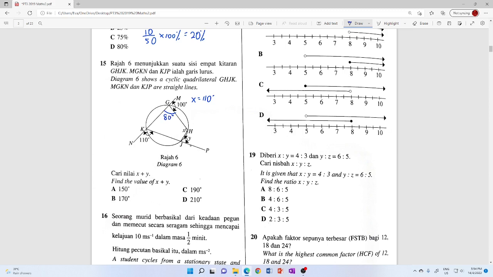And we know that it's the same concept. The exterior angle is same as the opposite interior angle. So y will be equals to 80. Now x plus y is 190.